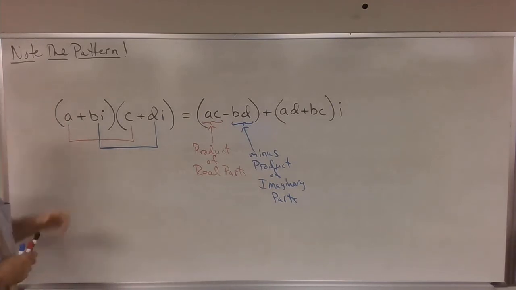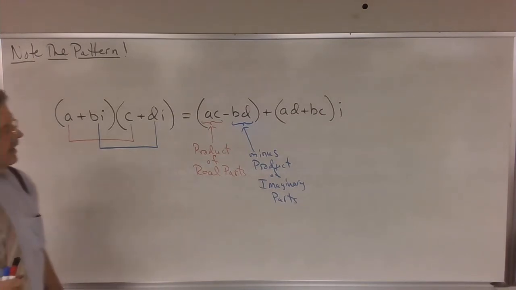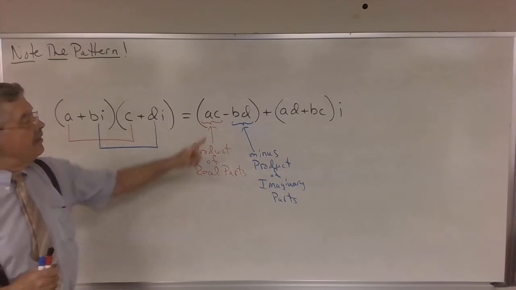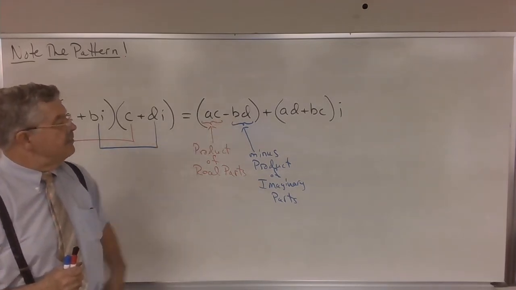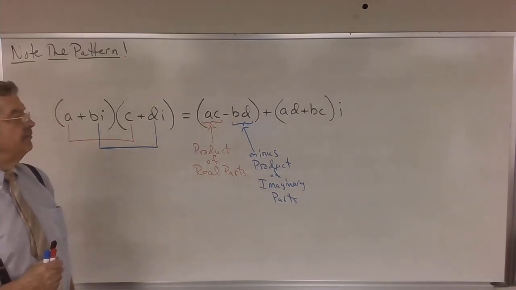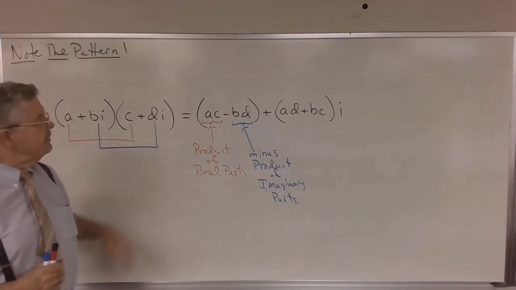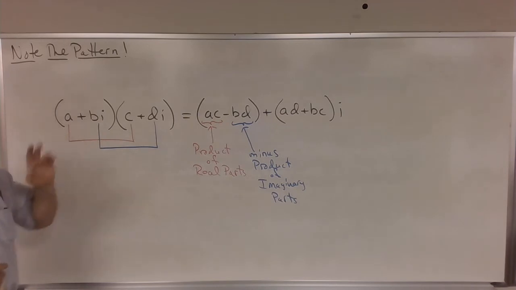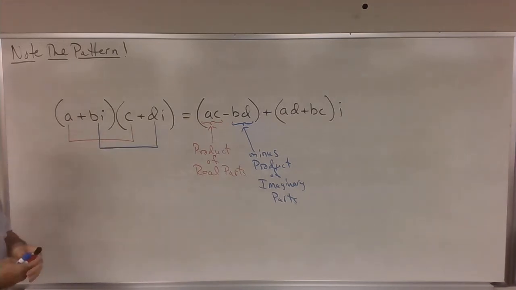So if we multiply two complex numbers together, the real part of that product is going to be the product of the real parts minus the product of the imaginary parts. Everything else having to do with the product of two complex numbers is going to be imaginary.